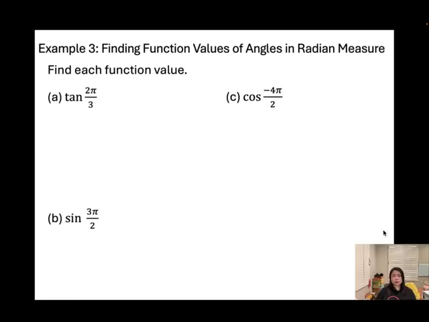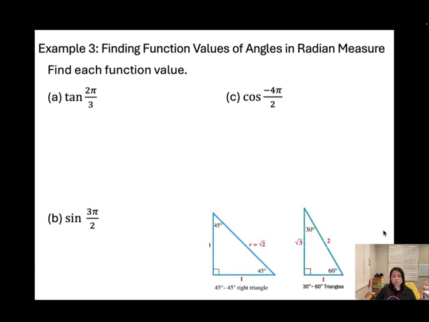Example 3, finding function values of angles in radian measure. Find each function value. So before I work on those questions, do you guys still remember in session 2.1, we have two specific triangles, the 45-45 and the 30-60 triangle. Okay, so I just put it here first.